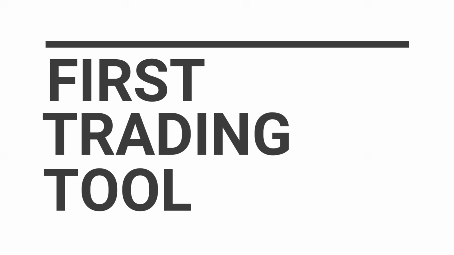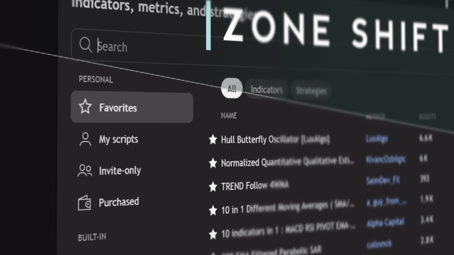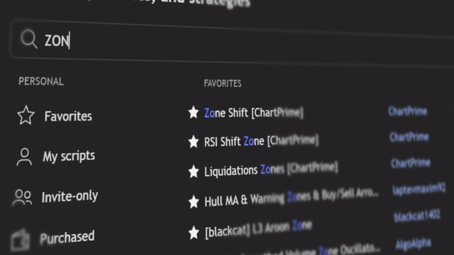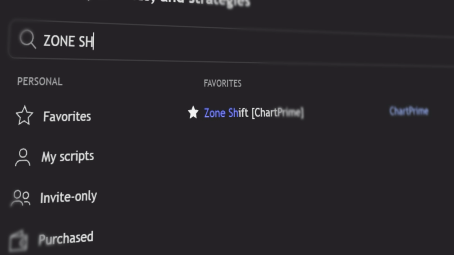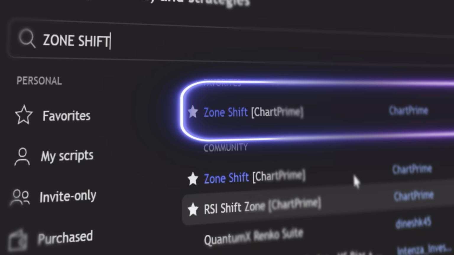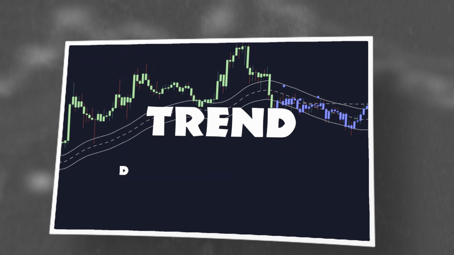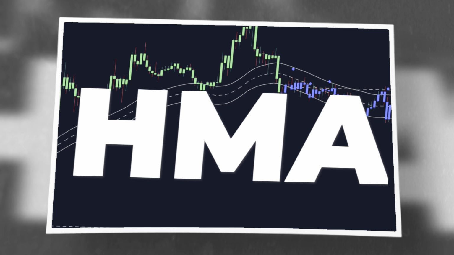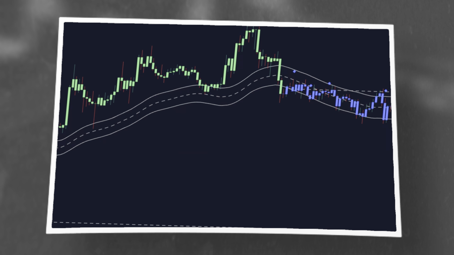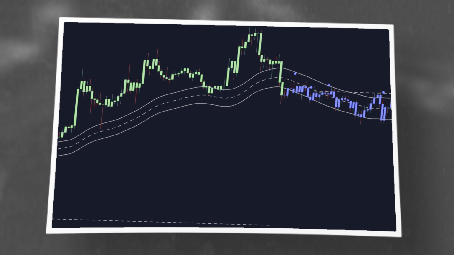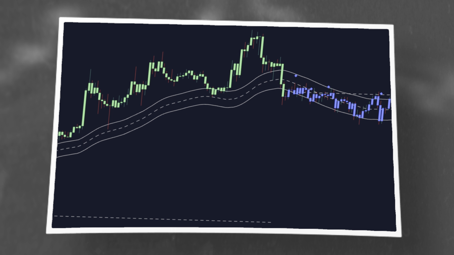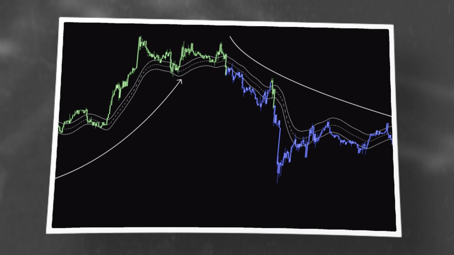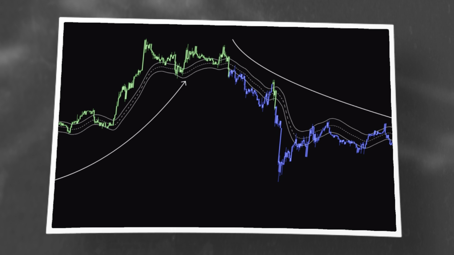So the first indicator we're using is called the Zone Shift by ChartPrime. Zone Shift is a dynamic trend direction tool that uses EMA and HMA based bands to identify trend shifts and plot key reaction levels. It highlights trend direction through color changes and marks important retests with visual cues, helping traders stay aligned with market momentum.